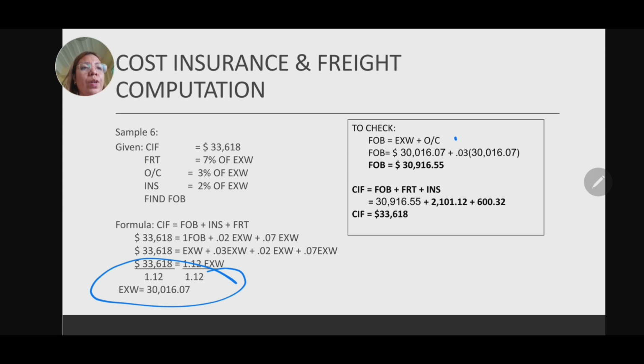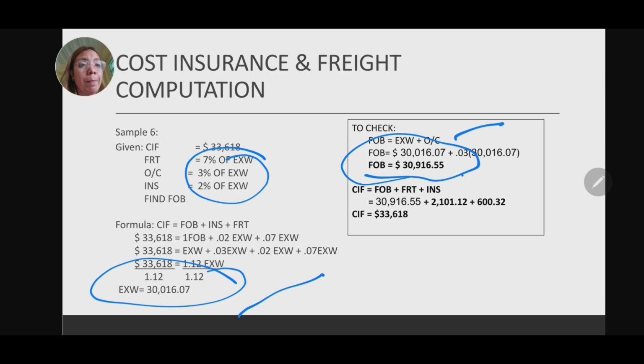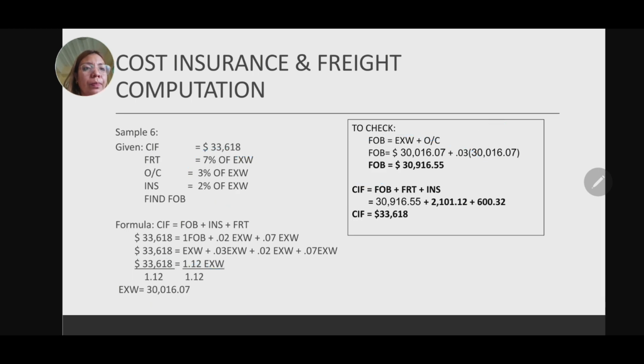Okay, now get the value of FOB. The formula for FOB is Ex works plus other charges. So since you already have your Ex works and your other charges, you can now compute. Okay, so FOB is 30,016.07, which is the Ex works, and then the other charges is 3% of Ex works. So you need to multiply 3% by 30,016.07. Okay, and then add them both to get the FOB value of 30,916.55.